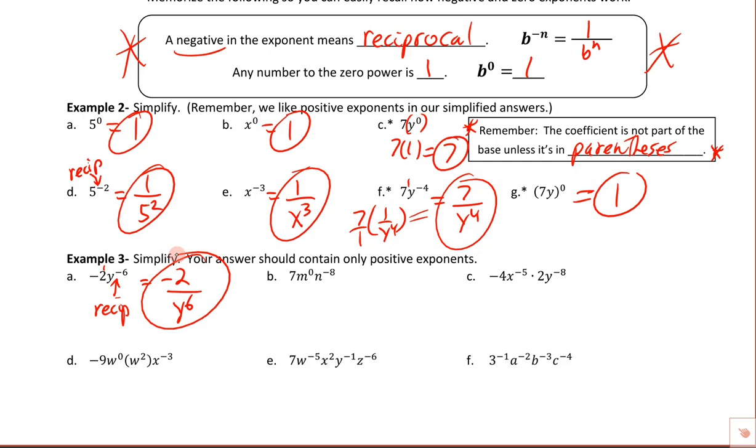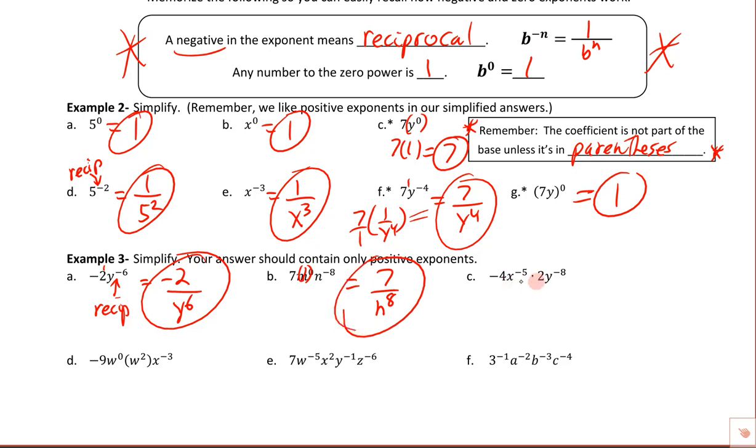Done. End of story. Take a look at the next one. We've got a 7, m to the 0, so that would just be a 1. Okay, and then we've got n to the -8. No problem with the 7. 7 times 1 is just 7. So I'm going to leave the 7 on the top. But again, the negative means reciprocal. So this is going to be n to the 8th on the bottom. Circle that, and we are finished.